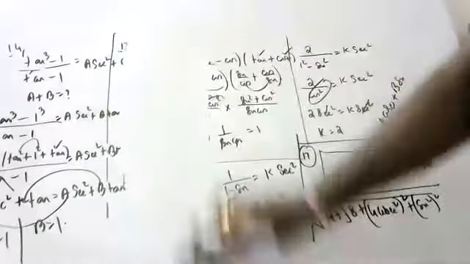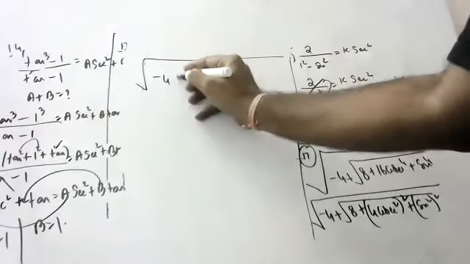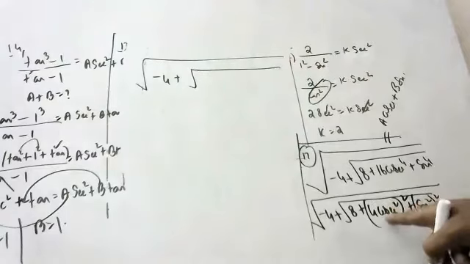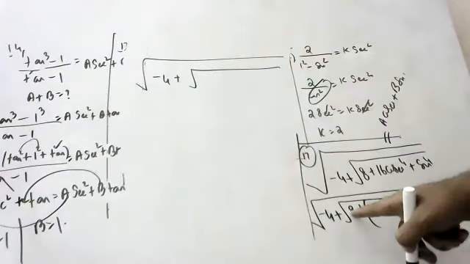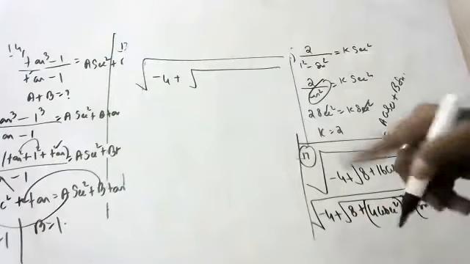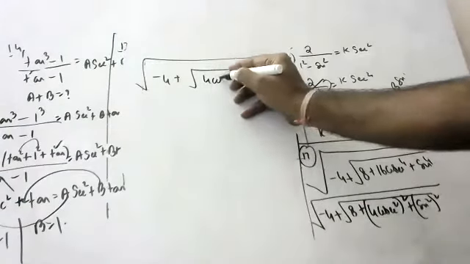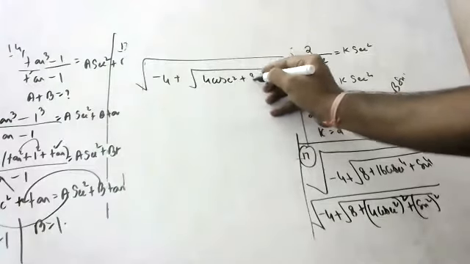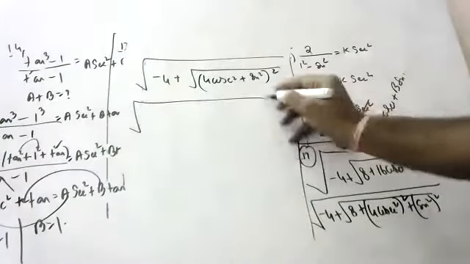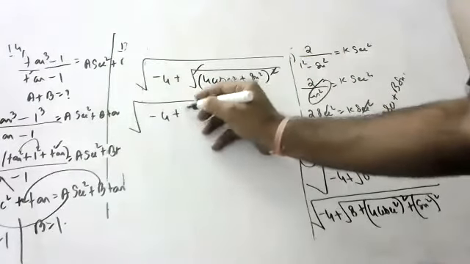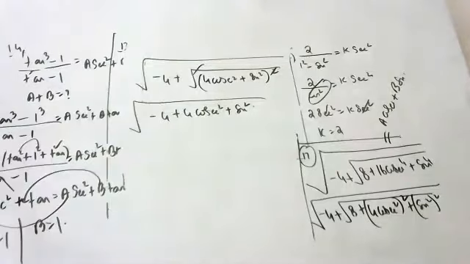Lot of disturbance. So children, under root of minus 4 plus under root of, this is the form of a square plus b square plus 2ab, because cosecant square sin square gets cancelled. So this we can write as 4 cosecant square plus sin square whole square. The root and square cancel, minus 4 plus 4 cosec square plus sin square.